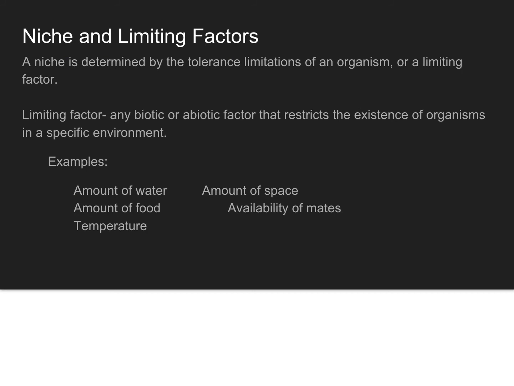Their niches, however, can be altered a little bit, and these are what we call limiting factors. That is any factor that restricts organisms in an environment. Whether it's how much food there is, so if there's less food, that's going to be a problem. You're not going to have as many organisms there. Water, temperature, how much space there is, and whether there are mates around. Those are going to affect where organisms can live and where they're going to inhabit in an environment.